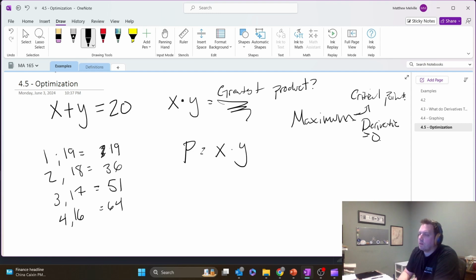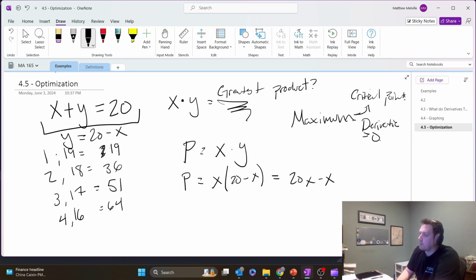So I can say, well, x and y is kind of gross. I have a p, I have an x, I have a y. But because of this function right here, I could say, hey, well, y is actually just 20 minus x. So my product then is going to become x times 20 minus x, which then is just 20x minus x squared. And that's going to be my product.